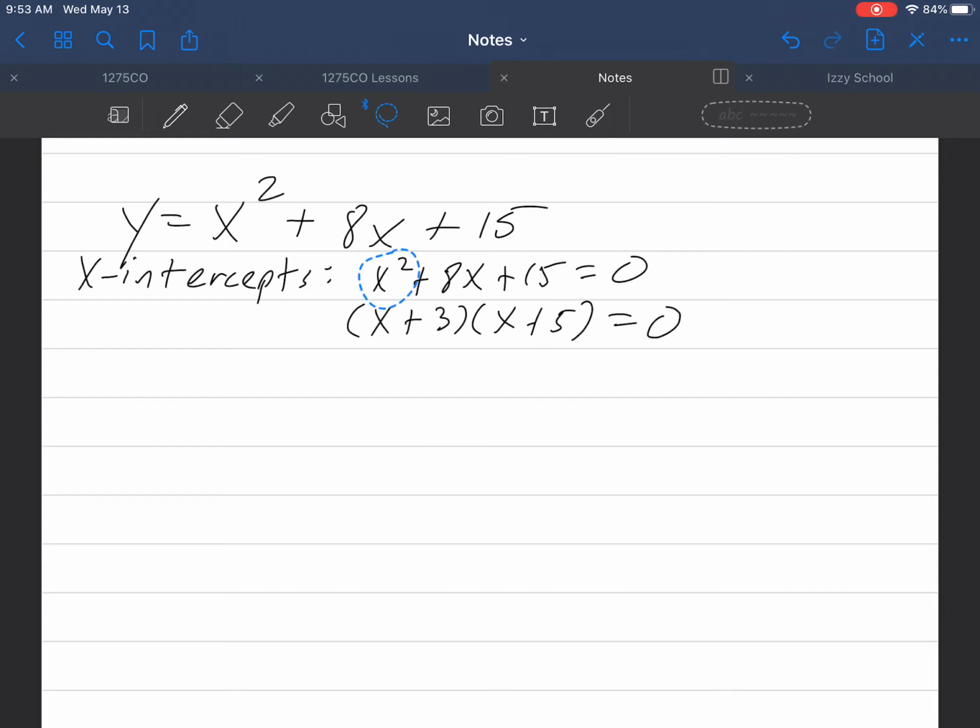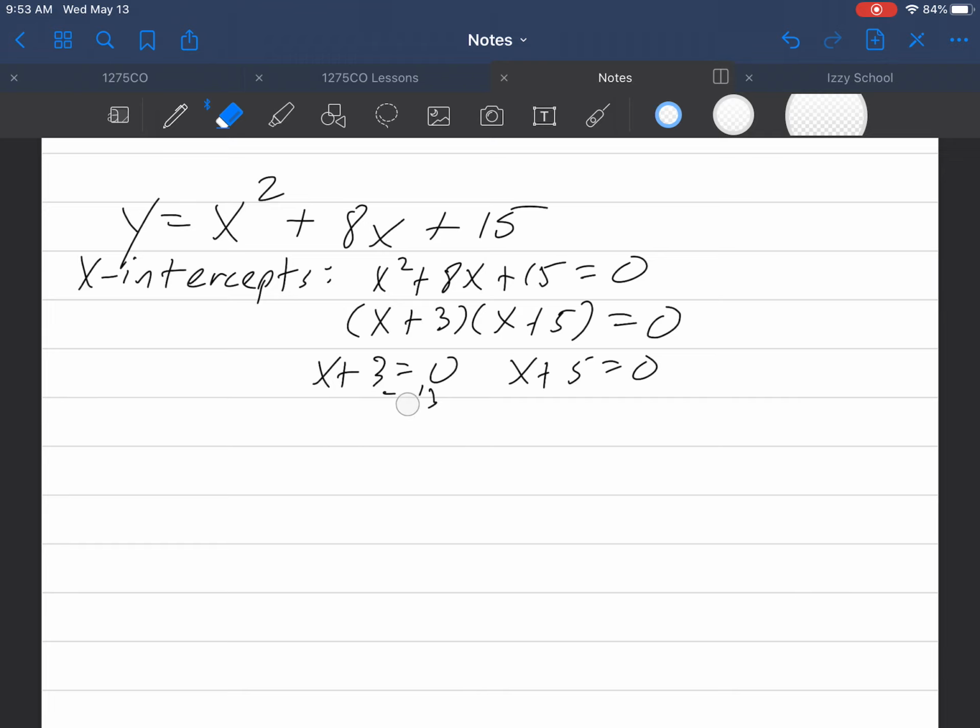And because x squared is monic, meaning it has a coefficient of 1, we can start each parentheses with x and x. So that means x plus 3 equals 0, x plus 5 equals 0. The zero product rule means x plus 3 times x plus 5 equals 0, so x plus 3 must equal 0. And if we subtract 3 from both sides, we're going to get x equals negative 3. Sorry, subtract 3.